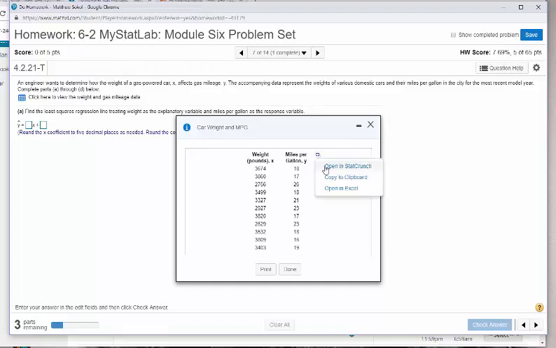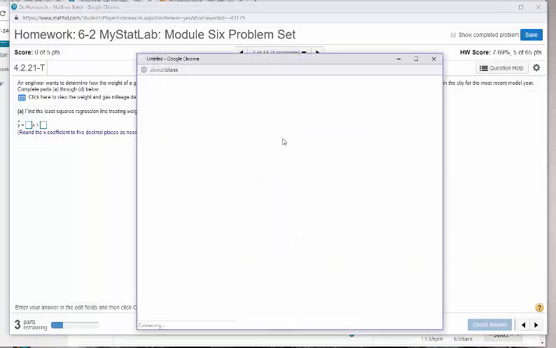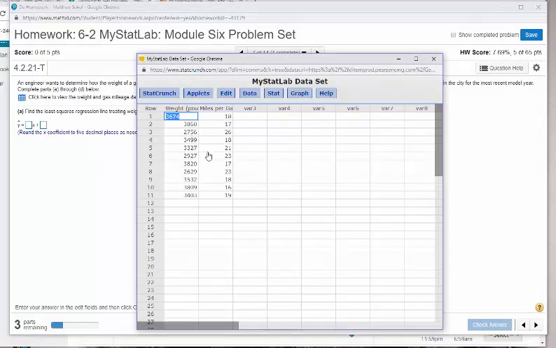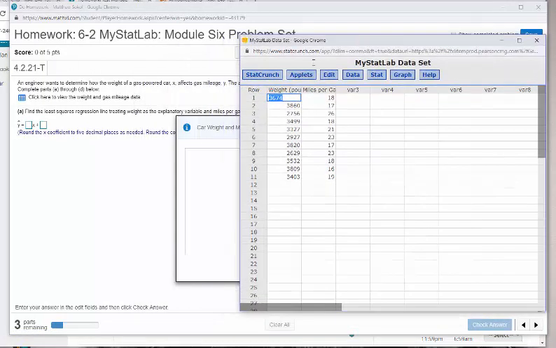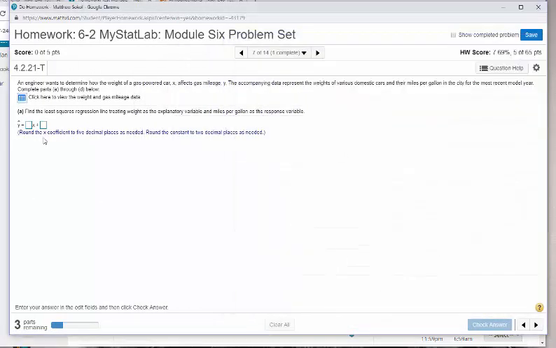What I'm going to do is open this in StatCrunch, so I have my data in. The first part says to find the least squares regression line treating weight as the explanatory variable, that's X, and miles per gallon as the response variable. The response variable is Y. Round the X coefficient, the slope, to 5 decimal places as needed, and round the constant to 2 decimal places.